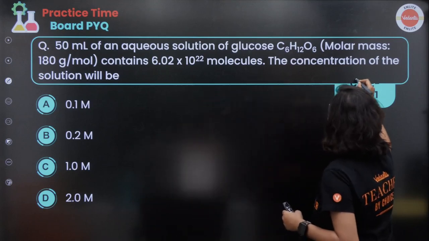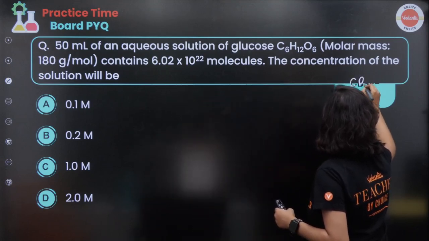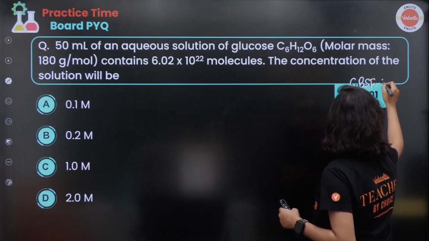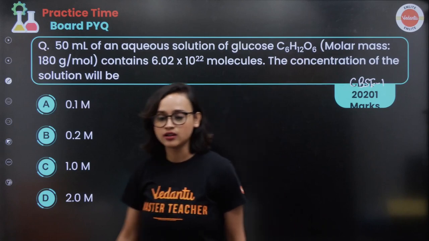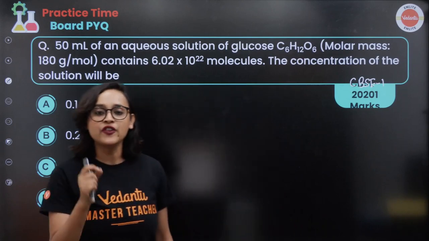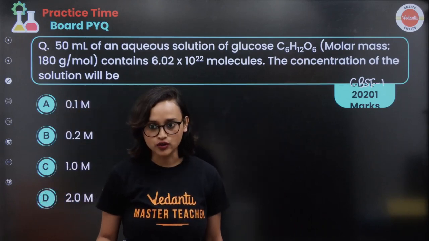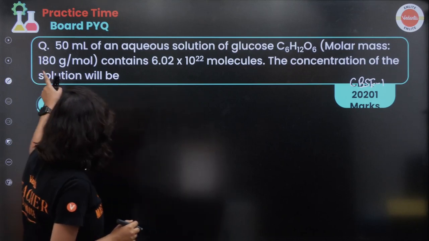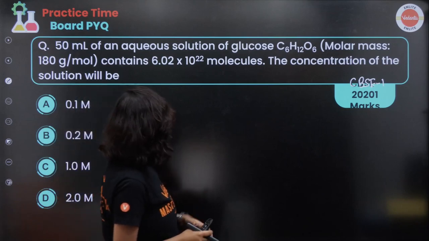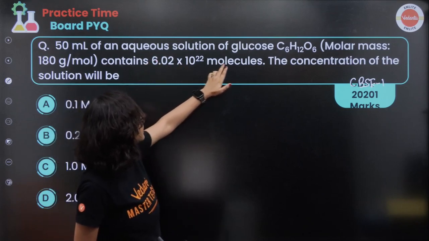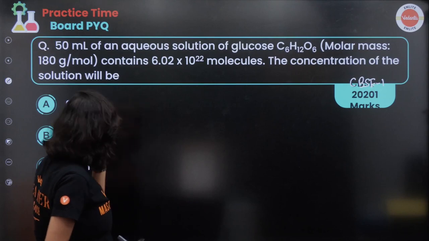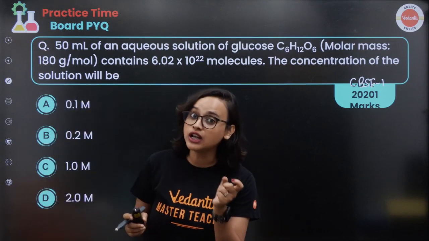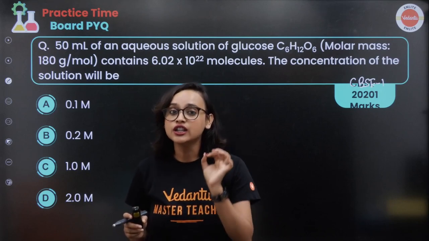The first question has come for 1 mark. 50 ml of an aqueous solution of glucose, that is C6H12O6, molar mass is given as 180 gram per mole, and it contains 6.02 into 10 to the power 22 molecules. The concentration of the solution will be, what is concentration? Molarity. We have to calculate the molarity.